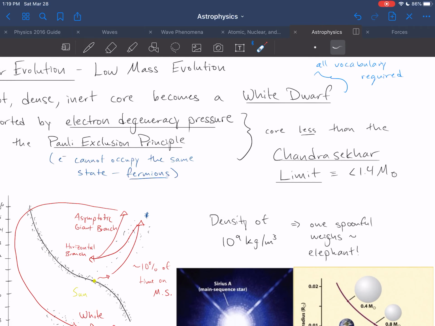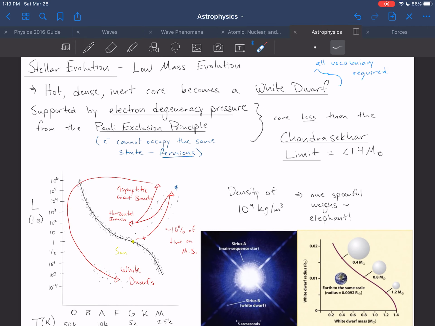But what's going on with these guys is that there's no fusion anymore. So although we call them white dwarf stars, they're not technically stars at that point. They're not fusing hydrogen or anything else for that matter at the core. And what keeps them up is purely the electron degeneracy pressure that we mentioned before. This electron degeneracy pressure is provided by the Pauli exclusion principle. As a reminder, electrons cannot occupy the same physical state. That's what makes them fermions.